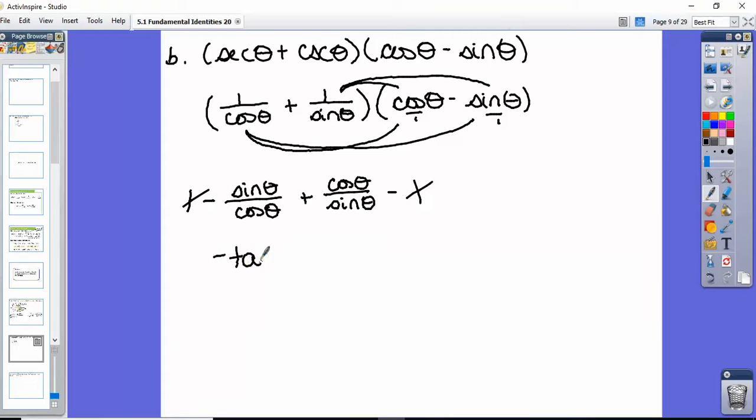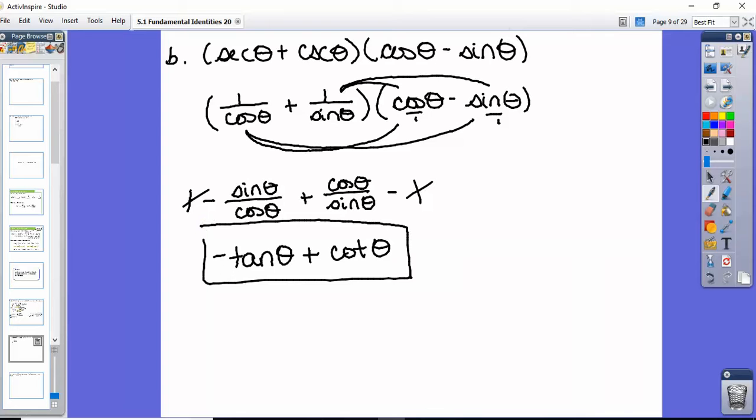Sine over cosine is tangent. Cosine over sine is cotangent. So I could leave it as negative tangent plus cotangent, or you could change it to cotangent theta minus tangent theta. Make sure when you have your trig functions, you're always writing an angle with them so that theta is needed. And you have to show me all of your work along the way so I know how you're getting your answers.